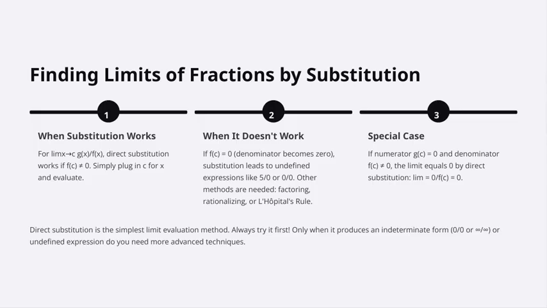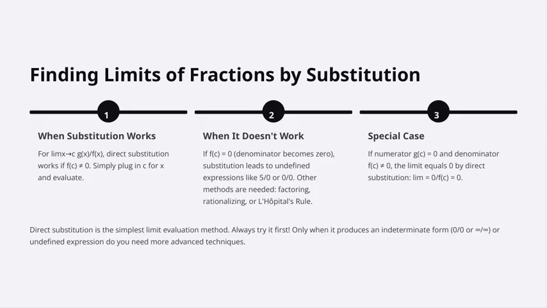Now, what if substitution doesn't work? That happens when f of c equals 0, meaning the denominator becomes 0. This leads to undefined expressions like 5 over 0 or 0 over 0, which are not valid. When that occurs, we need to use other techniques, such as factoring, rationalizing, or even applying L'Hopital's rule.